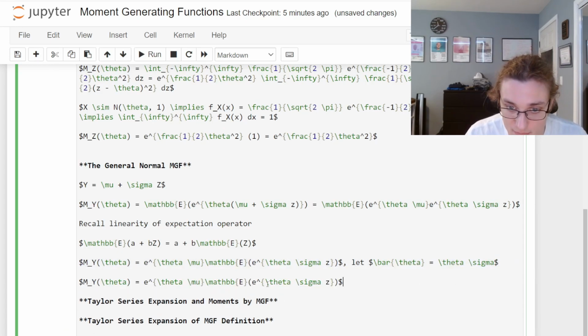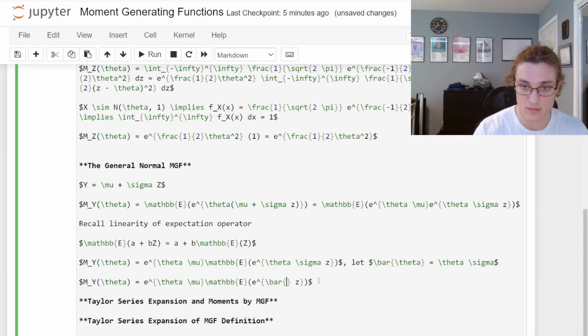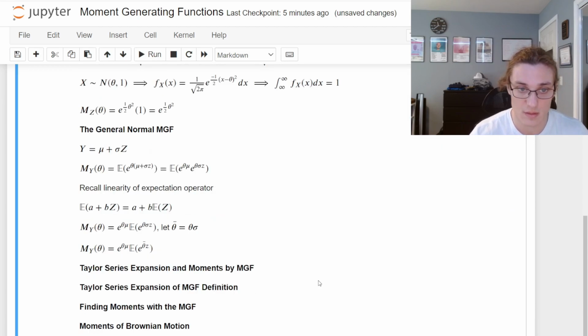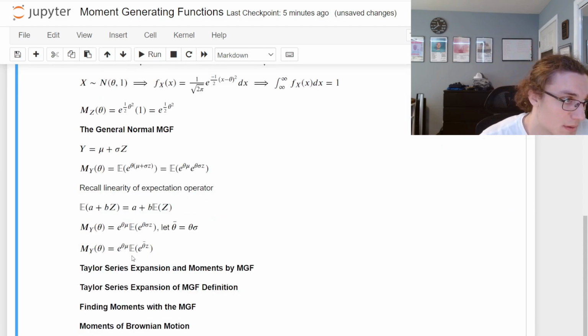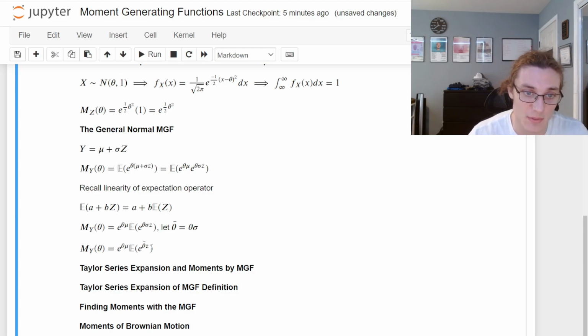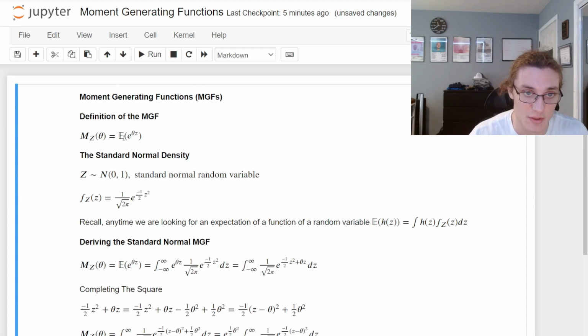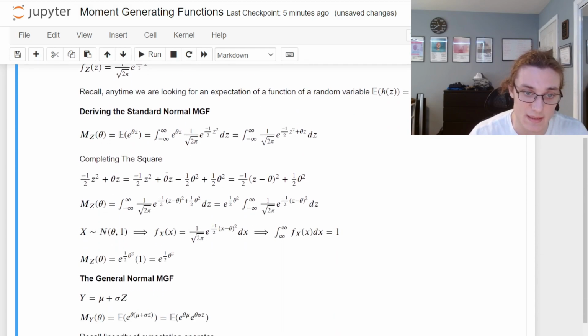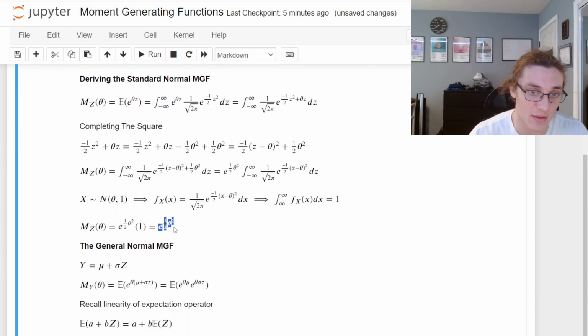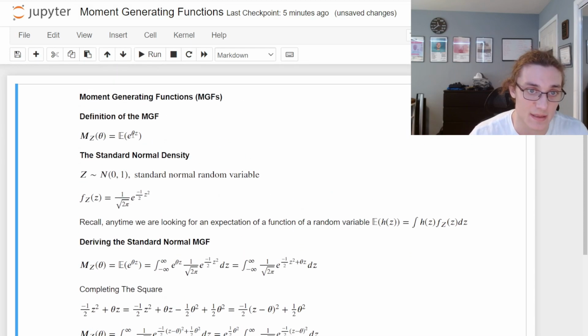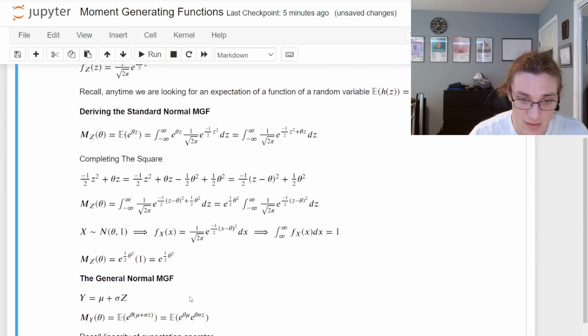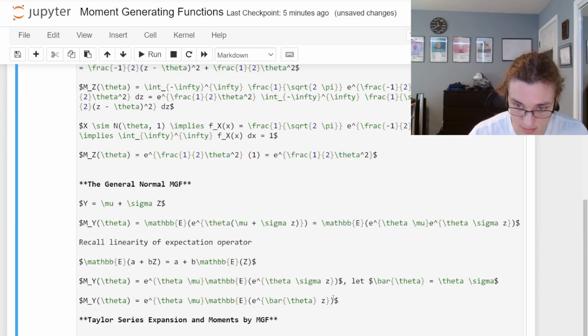Okay, so if theta bar is equal to theta sigma, then the moment generating function for y is going to be given by E of e to the theta mu times the expectation of e to the theta bar z. But we know the expectation of e to the theta bar z is given by what we just derived earlier for the standard normal density. That is e to the 1/2 theta squared, and here theta in our expectation is going to be theta bar.